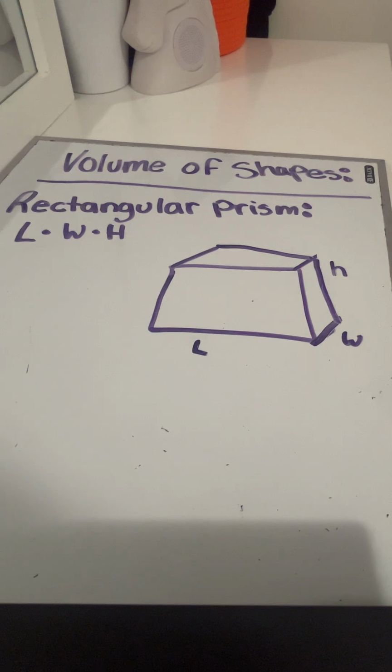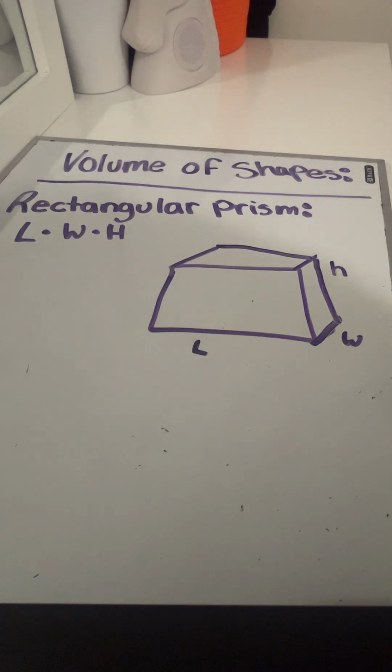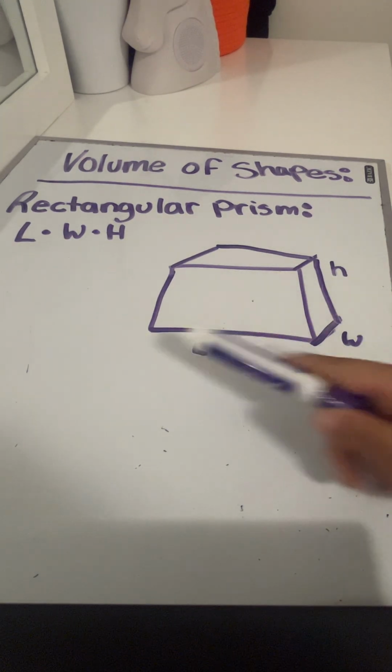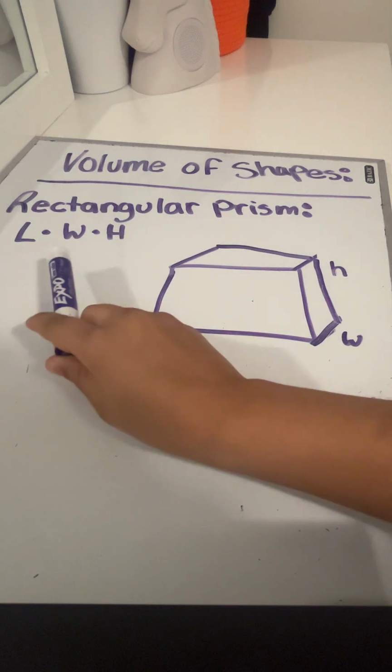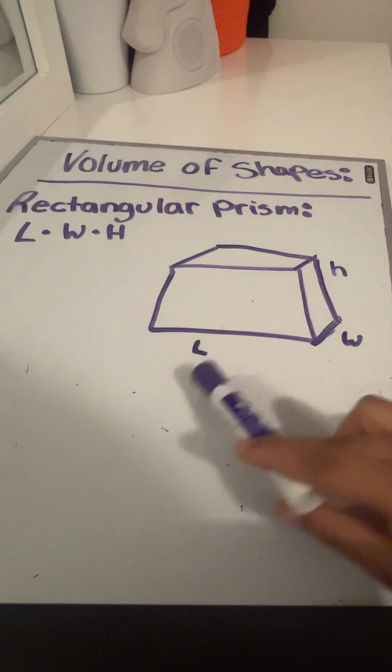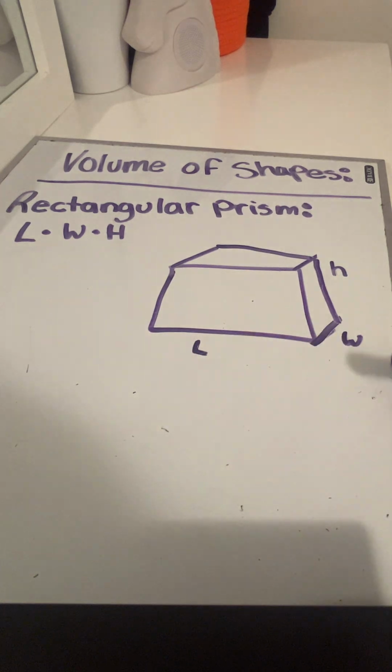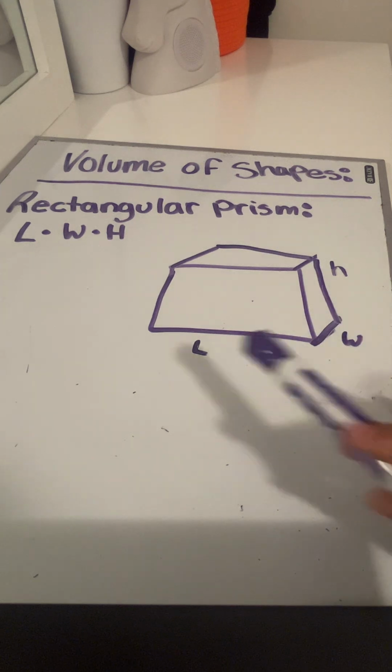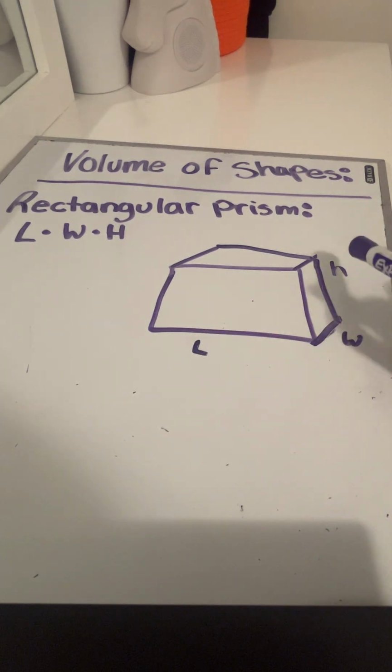Our first example of volume of shapes is rectangular prisms. To find the volume of a rectangular prism, it will be length times width times height. This is an example of a rectangular prism. Sorry if the drawing doesn't look very good. I'm not an artist, but I'm trying. And this would be the length of it. The width is from here to here, and the height is from the bottom up. That's the height. And you just have to multiply length times width times height.